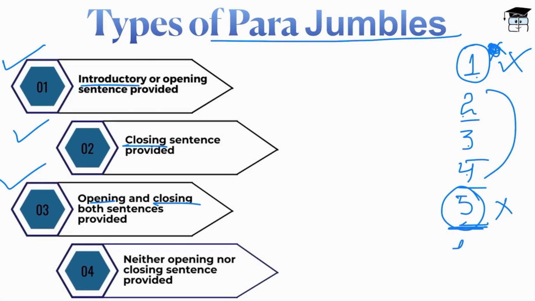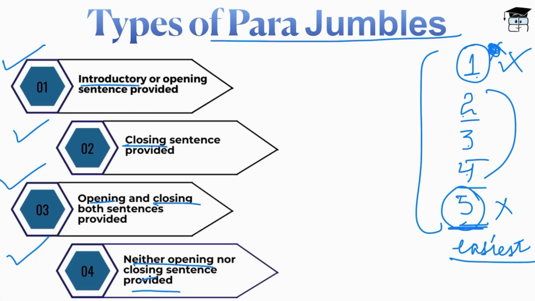Now, this makes it the easiest category in the para jumble question, because you just have to unjumble 3 sentences and your answer will be done. Okay, the fourth and the most difficult category is neither opening nor closing sentence provided. That means none of these sentences are fixed, and you have to unjumble all of these sentences to form a cohesive paragraph, right?